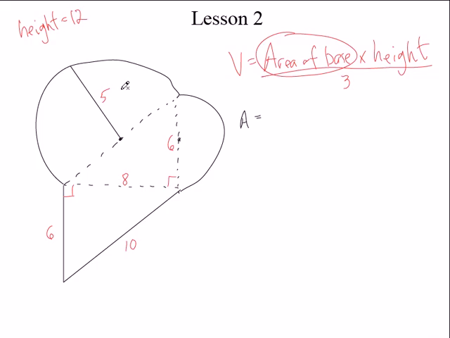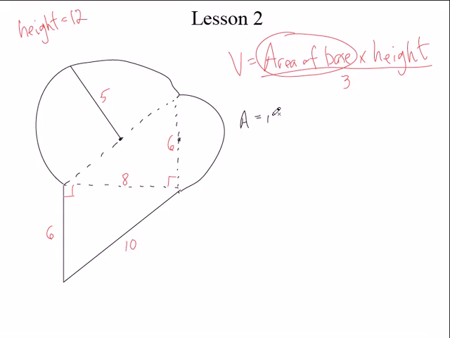So how many different things do we have to find the area of? We got this semicircle, we got the smaller one, we've got what? This triangle inside here, and we got this triangle down here at the bottom. All right, if we can find all of those, we add them up, multiply them by 12, which is the height, then take that whole thing and divide it by 3. Got it? All right, so let's do it.